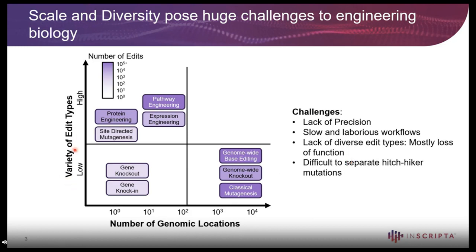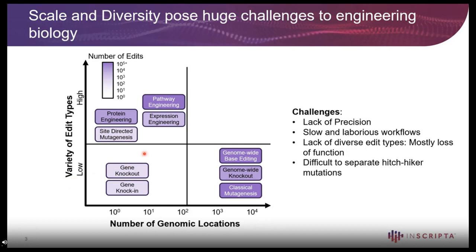So on the axis here, on the y-axis, say the variety of edit types from low to high, and the number of genomic locations, also from low to high. In this quadrant where you have simple gene knockout or gene knock-in experiments, you're introducing a very low variety of edit types and you're targeting a few genomic locations. Something like protein engineering, where you're going to be introducing a very high number of edit types, but again, you're targeting a few number of genomic locations. Whereas something like genome-wide knockout libraries or classical mutagenesis, you're targeting a very large number of genomic locations, but the variety of edit types are quite low.